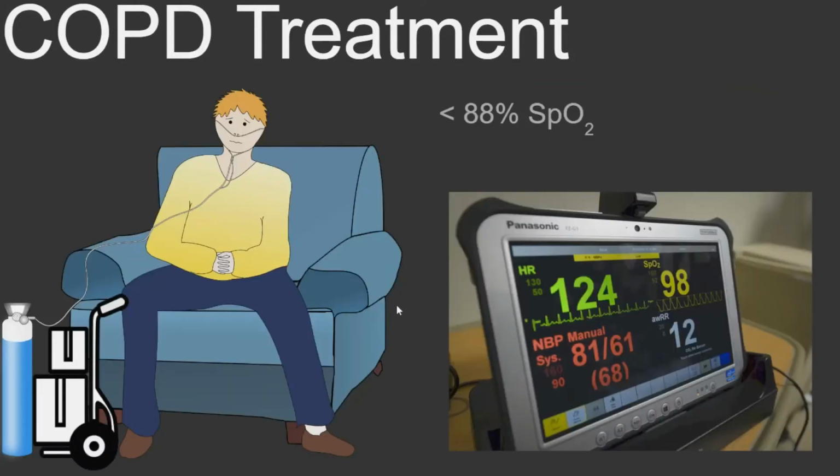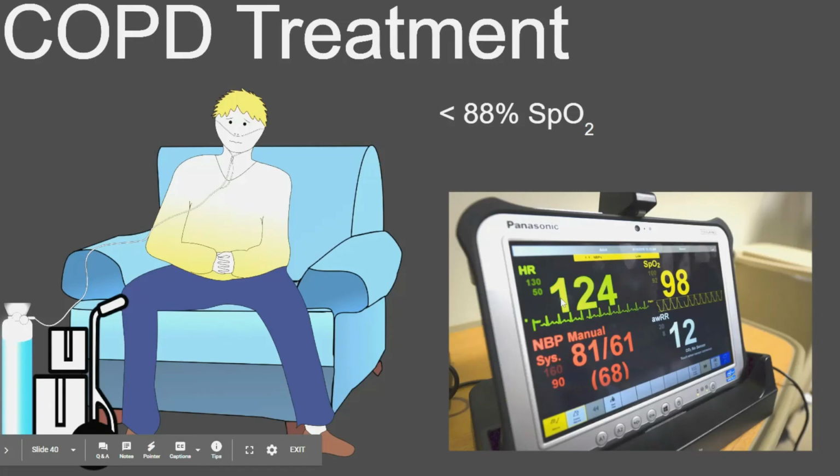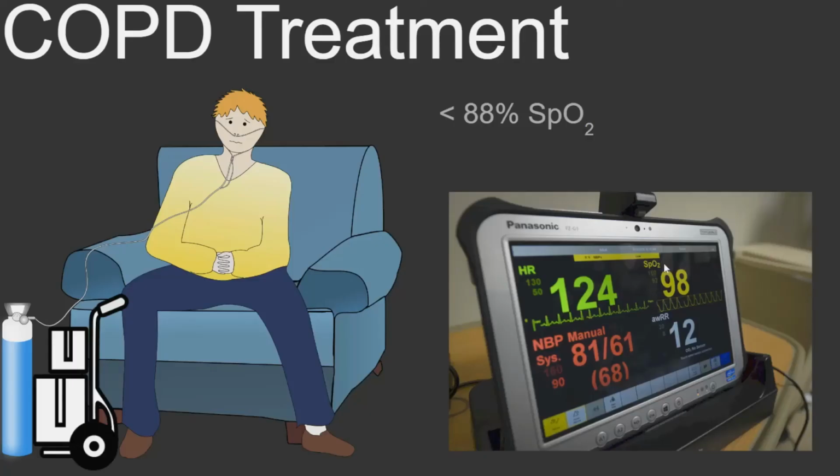Some of you may have seen people with oxygen tanks with them. These oxygen tanks are increasing the amount of oxygen in the air that patients are breathing. Not every patient with COPD needs oxygen. Some of you may have seen this kind of screen with a bunch of numbers on it. One of the numbers is a measurement of oxygen in the body. If a patient's oxygen is less than 88%, then the patient will need oxygen.